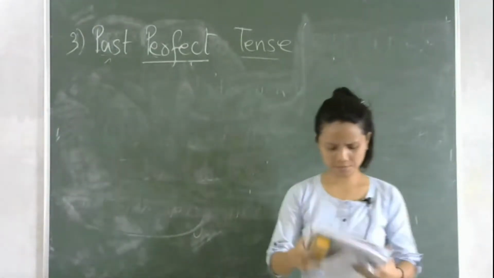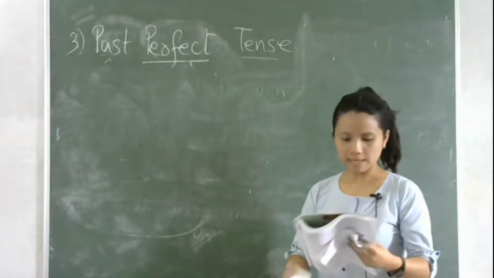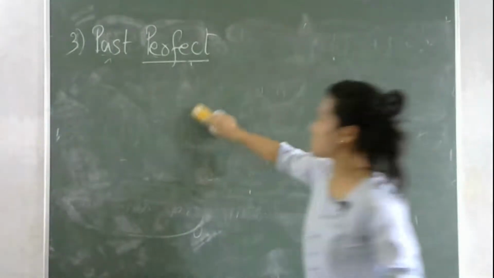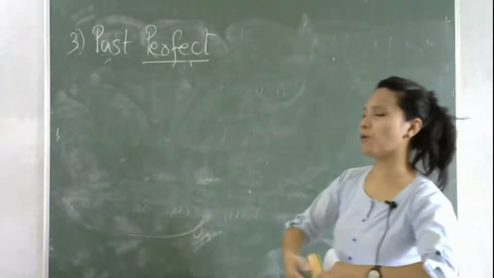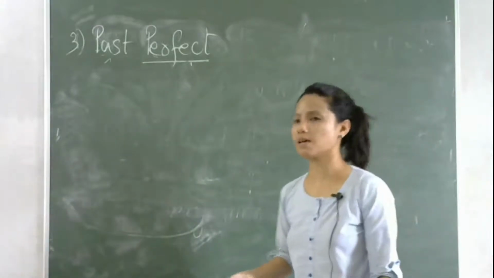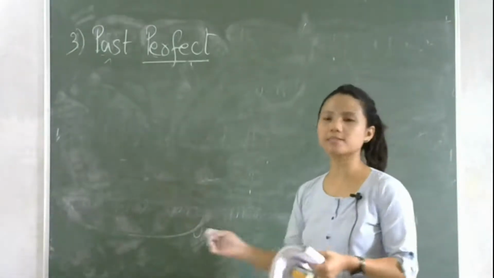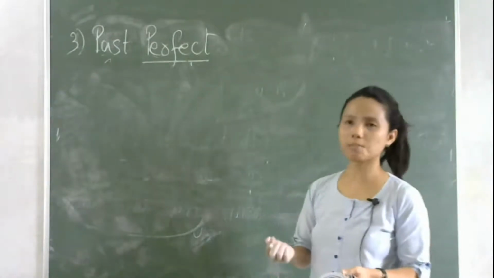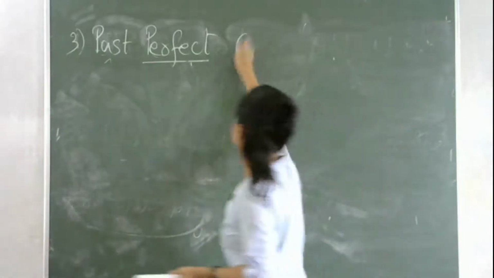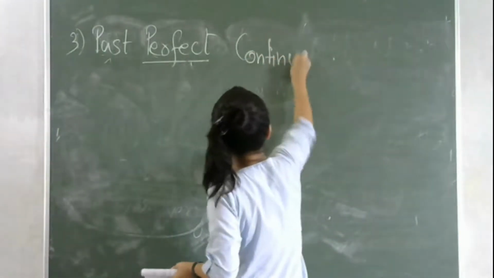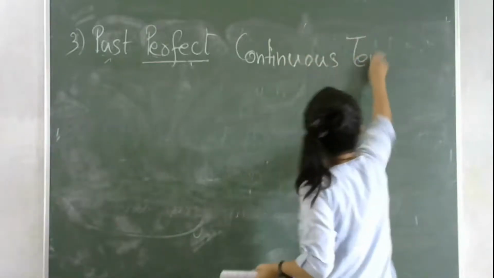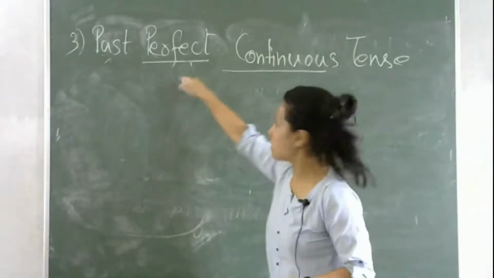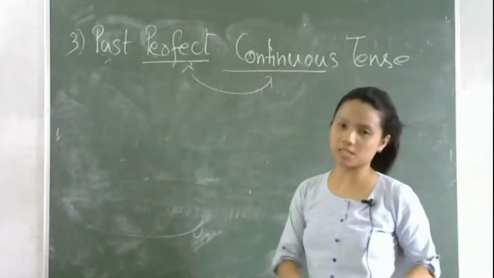So now let us see the number 4. First, what is number 4? The number 4 point, the 4 types of tenses. It will be past perfect continuous tense. So again we have here, perfect is still there. Combination of perfect plus continuous.